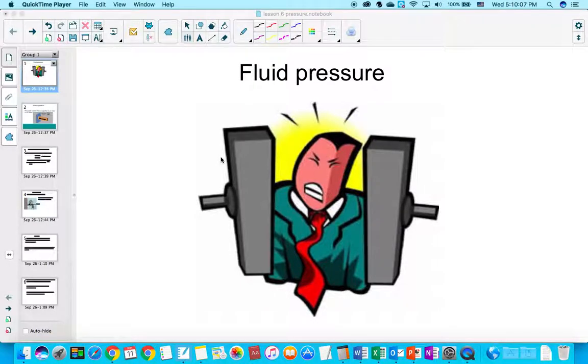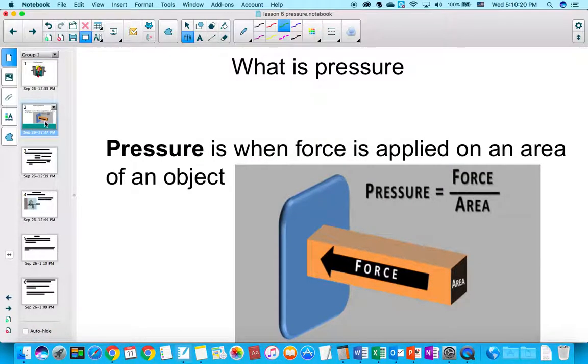You're watching my video on pressure and how pressure affects fluid. We will be defining pressure and describing how to calculate it, as well as its uses in daily life. So we're going to start with the definition of pressure.